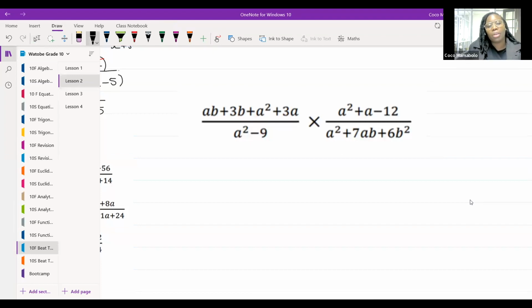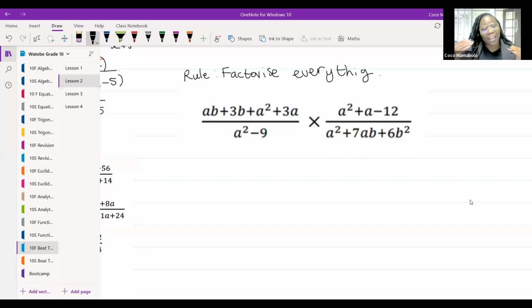What is the number one rule for algebraic fractions? What is the rule, guys? What does the rule say? Not HCF, that's our default setting. The number one rule is to factorize everything. Factorize everything, thank you, Caleb. Factorize everything fully, not even just factorize. Factorize everything fully.